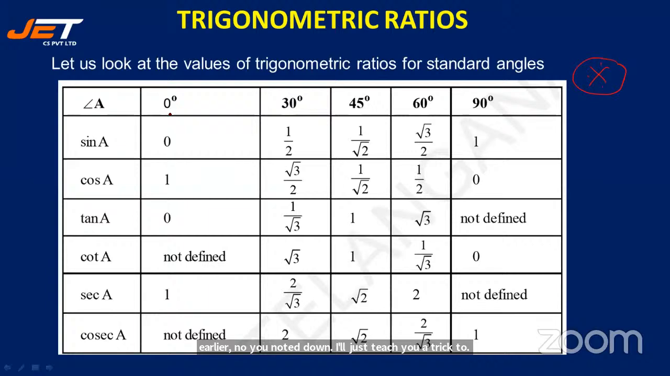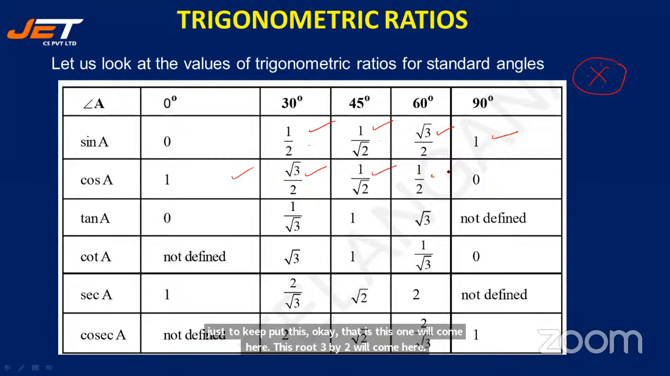See, sine 0 is 0. And then you have half. You just have to remember 30 degree, 45, 60, 90. Sine 30 is 1 by 2. Sine 45 is 1 by root 2. Sine 60 is root 3 by 2 and sine 90 is 1. Now just put the reverse of this. That is, this 1 will come here, this root 3 by 2 will come here, this 1 by root 2 will come here, this 1 by 2, that is half, will come here, and this 0 will come here. This is how you should remember.